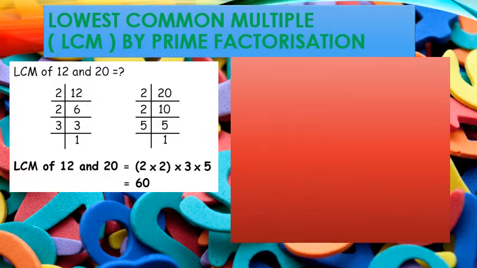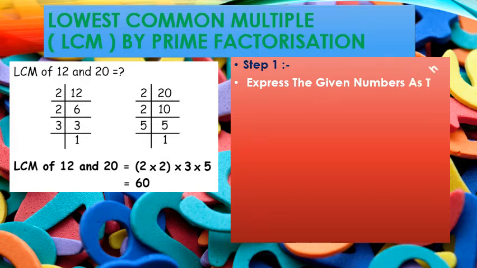So let's see what the steps are for finding the LCM in all cases. We have listed it like this. Step 1: you have to express the given numbers as the product of their prime factors. Whatever numbers are given to us, we first express them as the product of their prime factors. That is the first step.